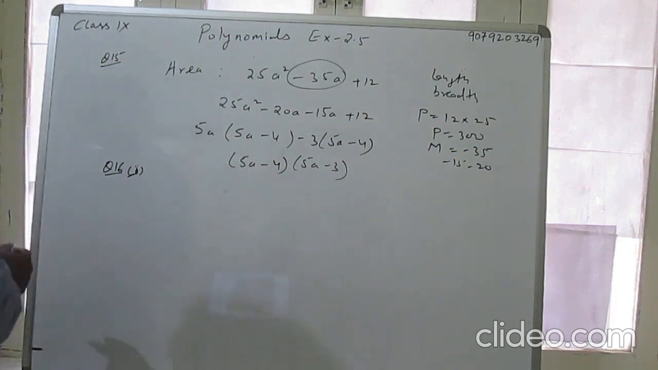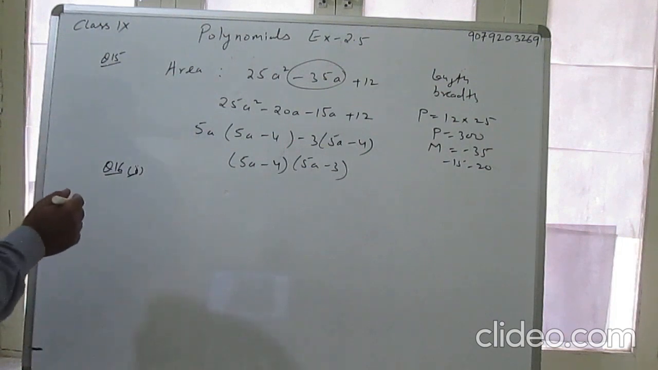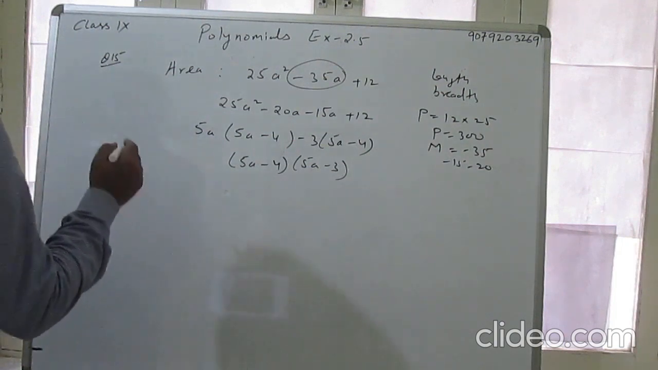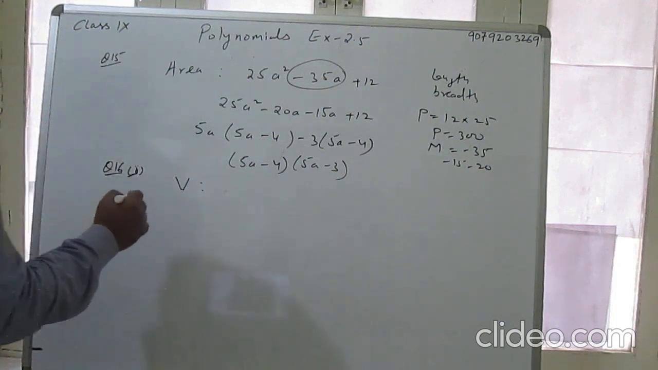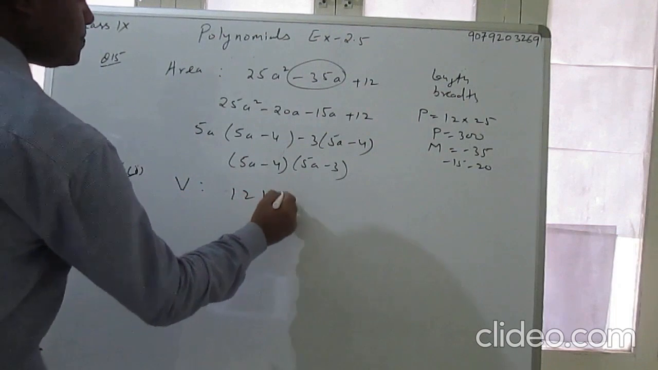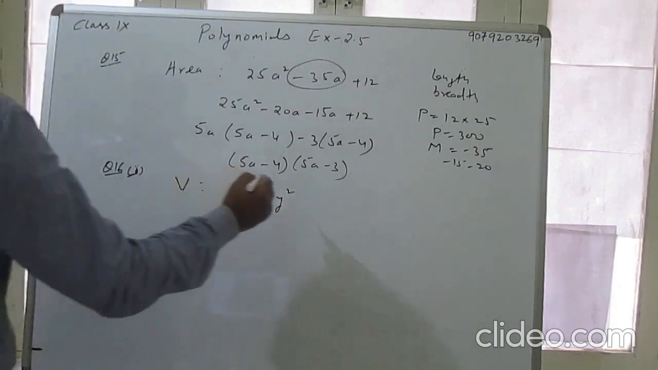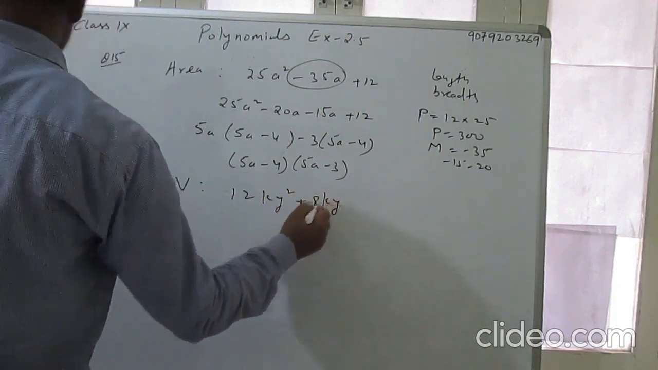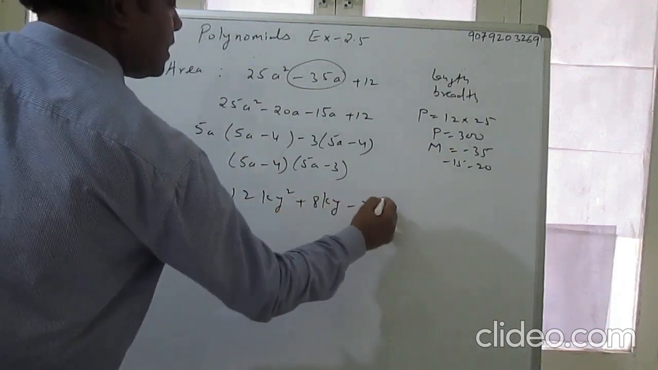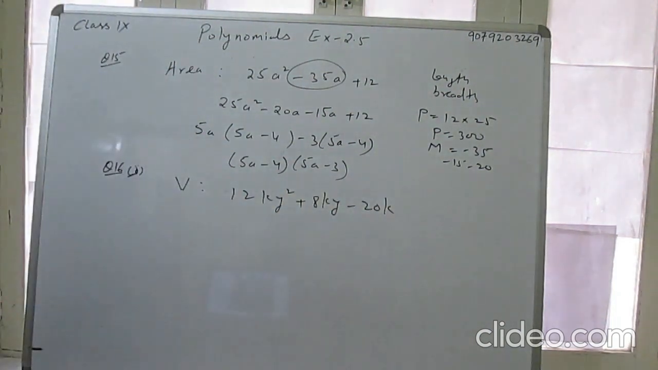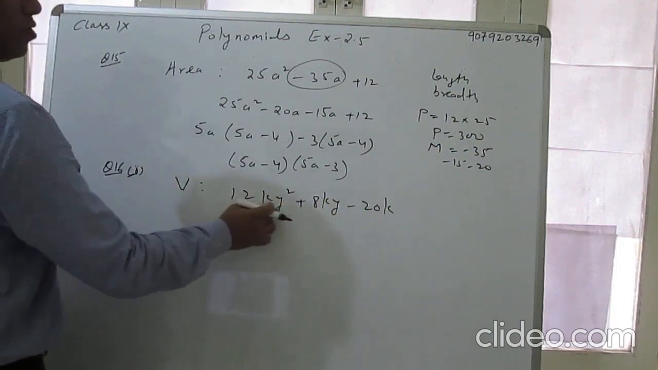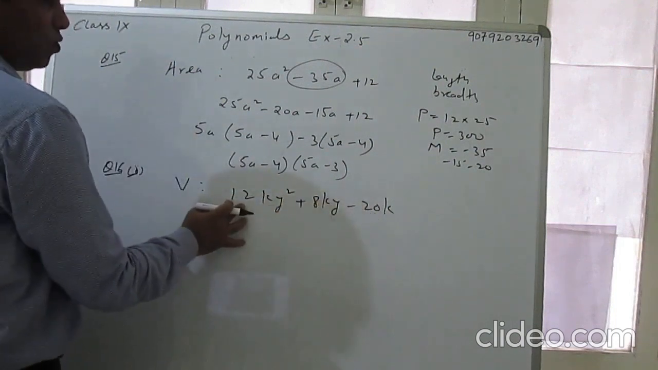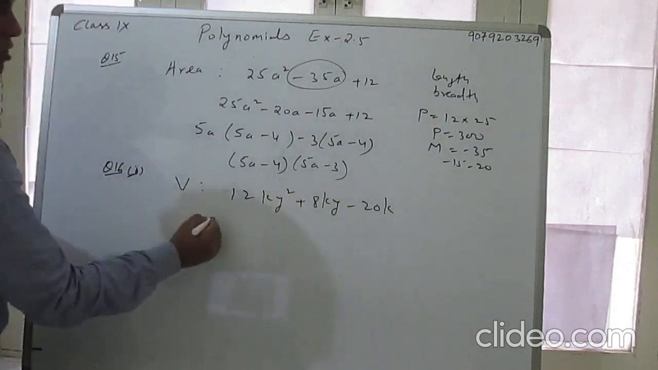Now 16, which are the following expressions for the dimensions of cuboids? So volume is given to you. Here volume is given to you: 12ky square plus 8ky minus 20k. First you take out common. What is common in this? K is common, and the other is 12, 8, 20, so 4k is common.